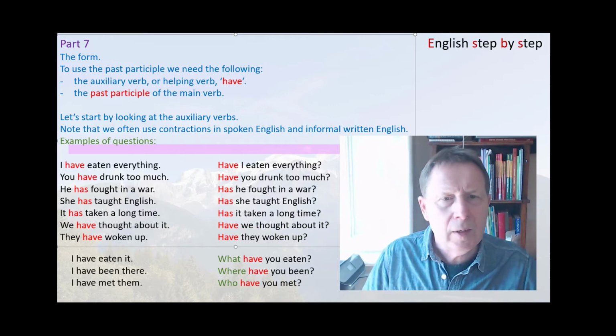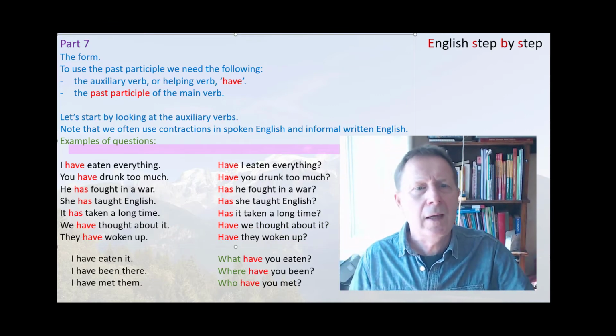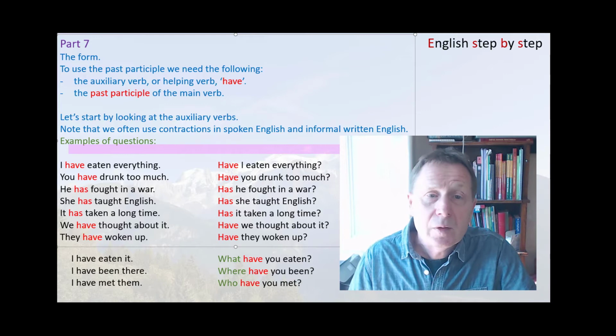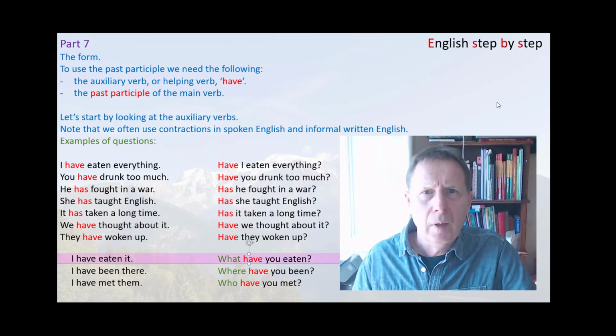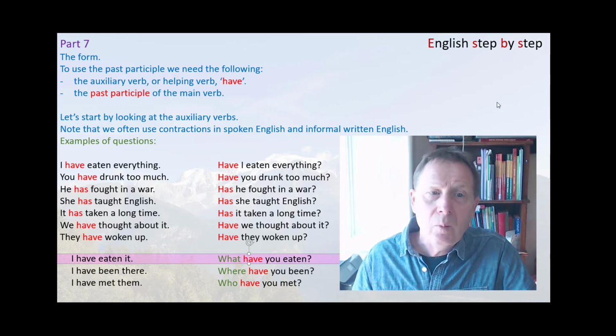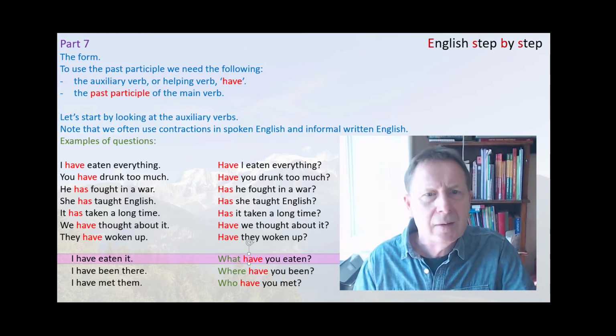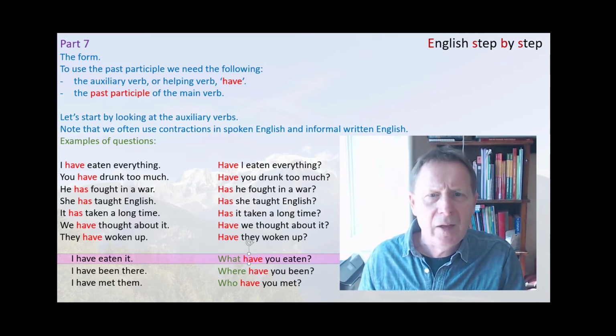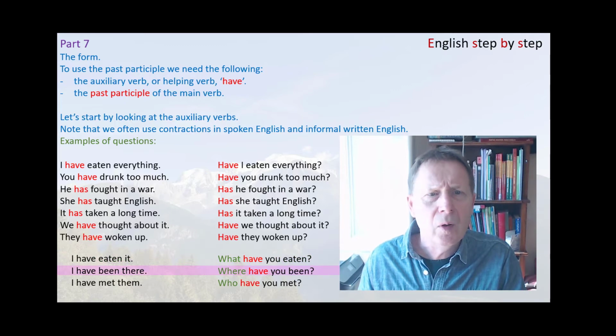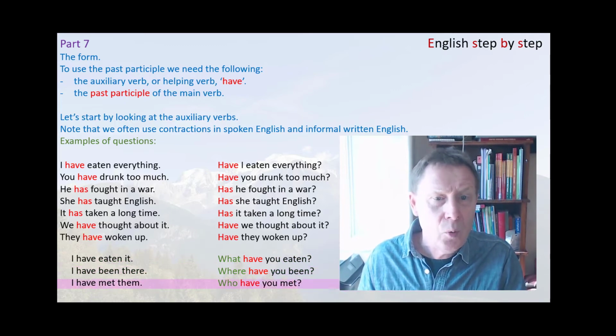So while we're looking at questions, we can also look at questions with question words. In this case, what, where, who. And again, we use inversion. For example, I have eaten it. Question, what have you eaten? I have been there. Question, where have you been? I have met them. Question, who have you met?